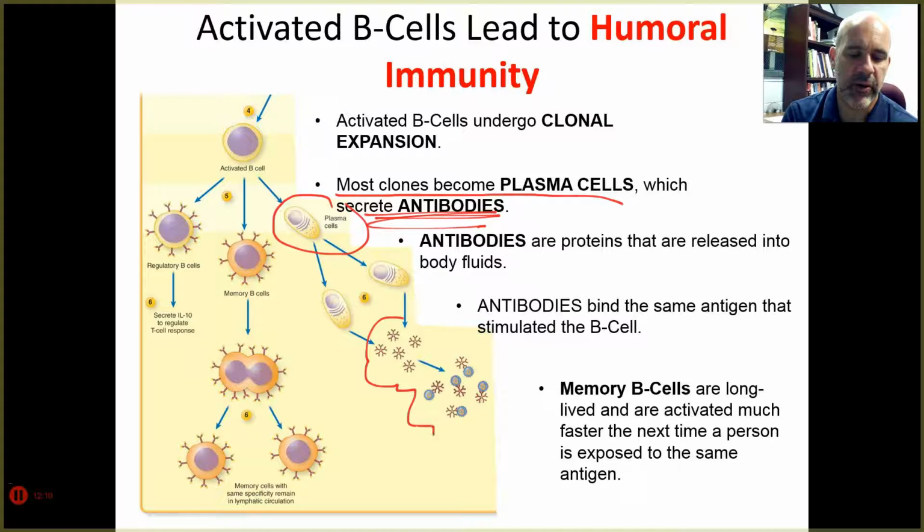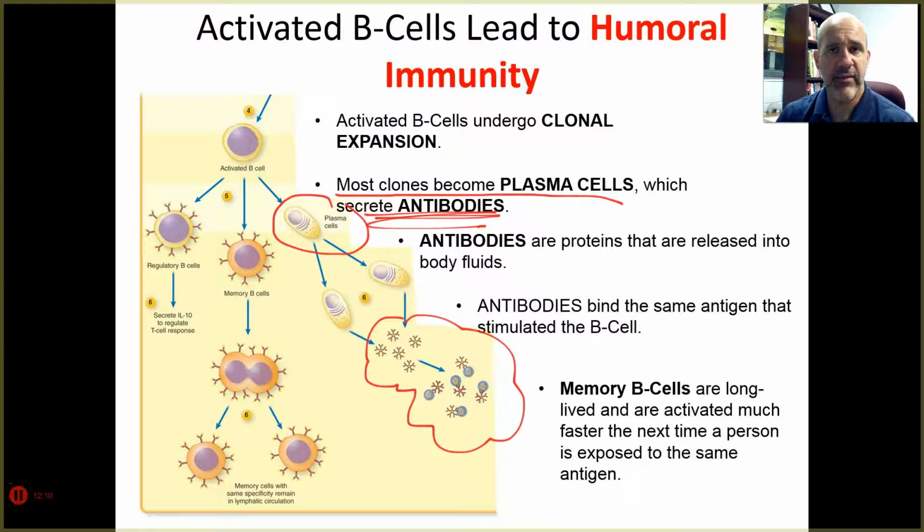So these little things over here that look like snowflakes, those are the earliest antibodies that are made by plasma cells. They have a snowflake-type appearance, and we're going to talk about the different types of antibodies that plasma cells can secrete shortly. So it's secreting these antibodies.